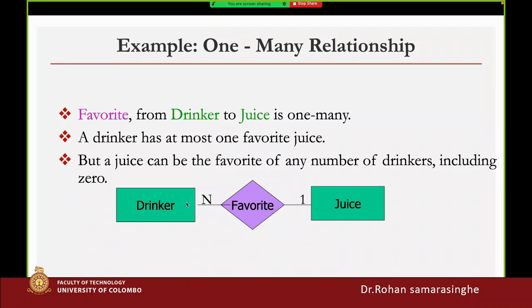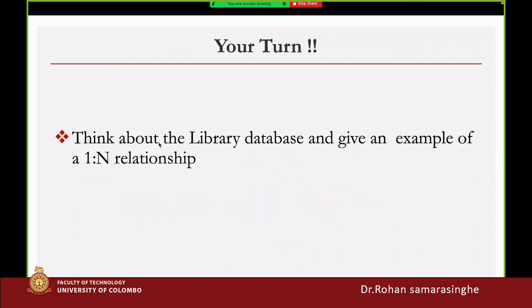So sometimes there is a separate lemon juice. No one likes the lemon juice. But avocado super, avocado light, as well as apple light are liked by many users, many drinkers, because of the taste or something like that. Okay. So this n can be 0 or n. And think about the library database and give an example of a one-to-many relationship. I will check this one in the next class, your turns, because we'll continue the lecture and see the exercises in the next class.